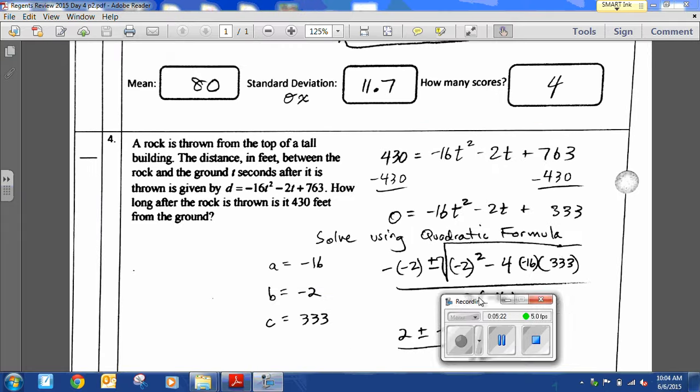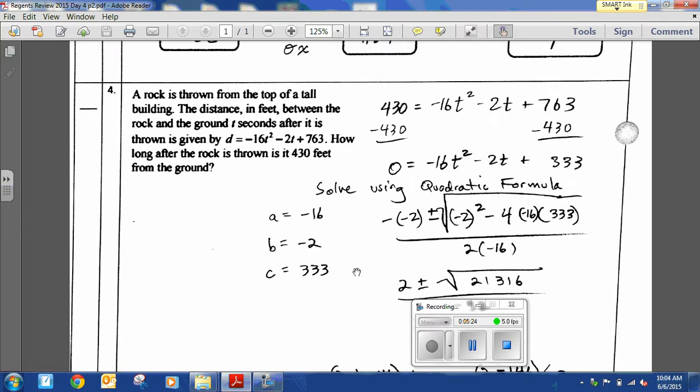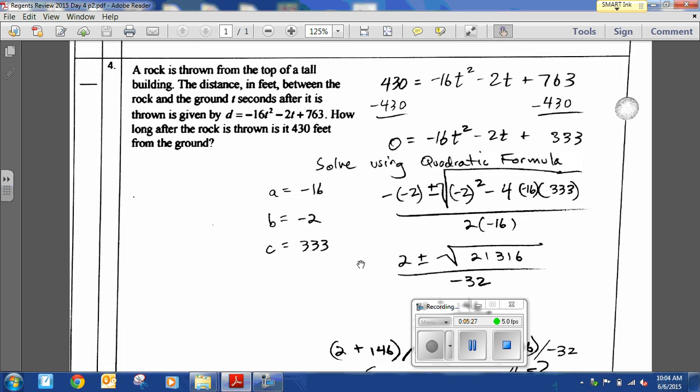Okay, last question. Here's your quadratic formula problem. A rock is thrown from the top of a tall building. The distance in feet between the rock and the ground, t seconds after it is thrown, is given by d equals negative 16t squared minus 2t plus 763. How long after the rock is thrown is it 430 feet from the ground? So we have to replace d with 430 feet. So here is our quadratic equation.